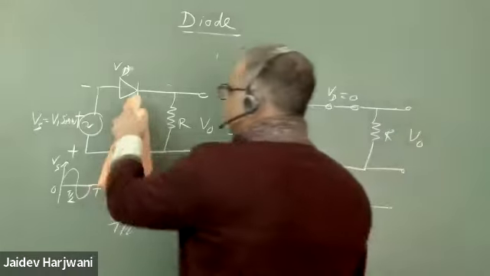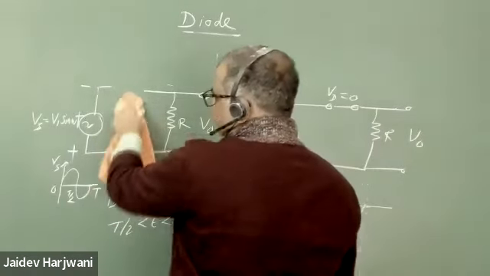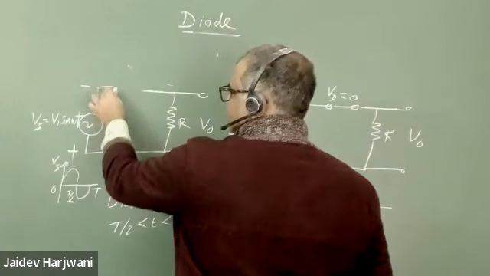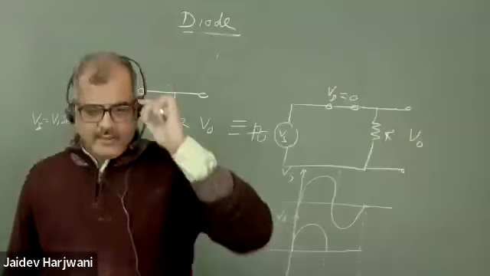So in the ideal diode model, you can make it an open circuit. So this is an open circuit.